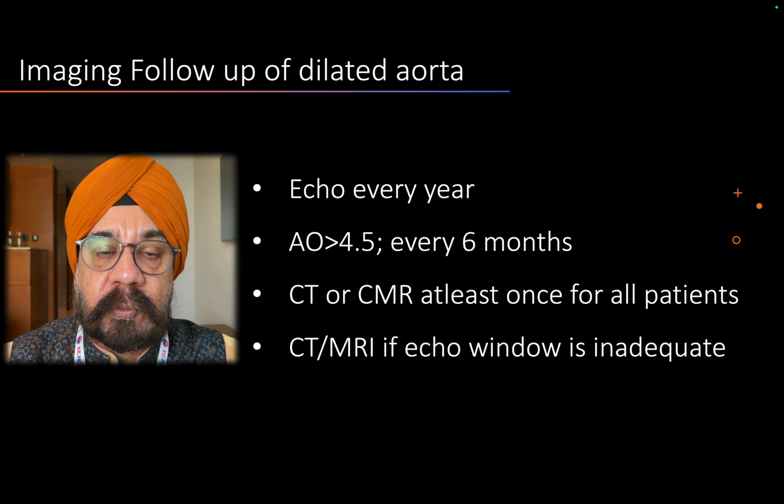It's mandatory to have CT or MRI at least once in patients with suspected Marfan syndrome so that you know the entire aortic tree and dimensions everywhere that echocardiography is not very good. And in case our echocardiography isn't good on the ascending aorta, the echo window is not adequate or some other issues, you can follow up the same with CT or MRI every year.